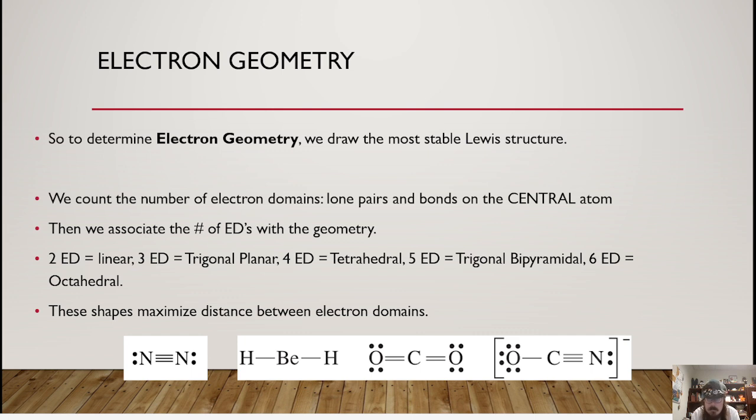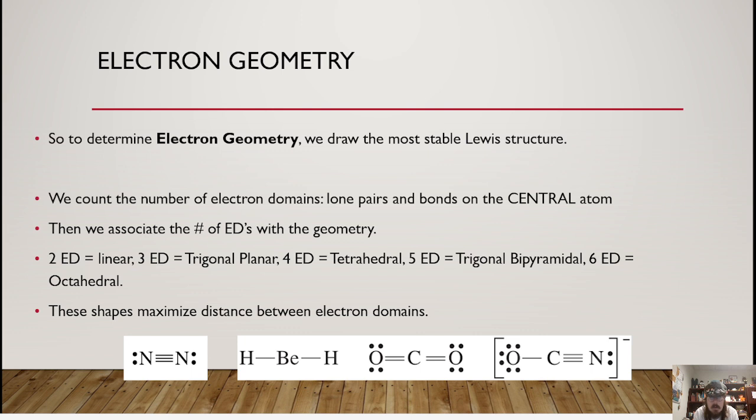Still 2. If I drew the least stable resonance structure with a triple bond to oxygen and a single bond to nitrogen, there's still 2 regions of electron density coming off the carbon. It still remains linear regardless of the resonance structure you may draw. That's why it does not matter. You're just drawing a Lewis structure.